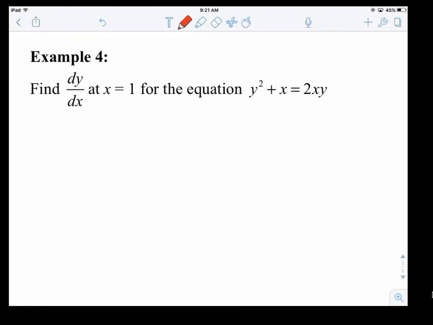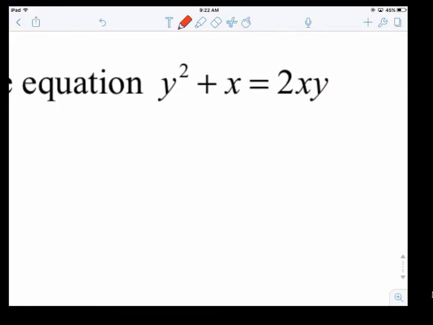All right, so it says find dy over dx at x equals 1 for the equation y squared plus x equals 2xy. So when I need to find my derivative, right, because that's what they're asking for, dy over dx, and they gave me x equals 1, what am I missing? Y, right?